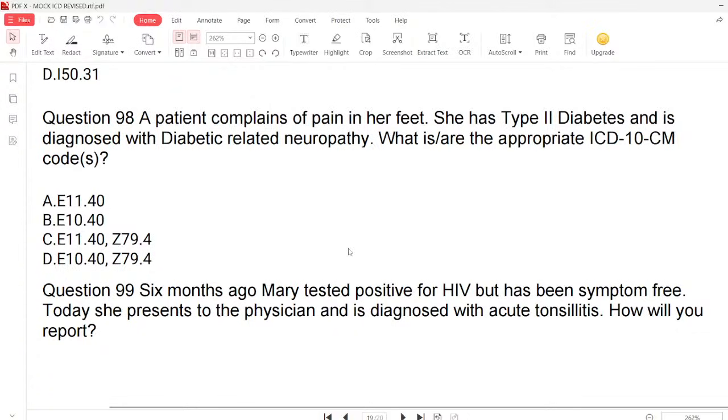98. A is the answer. Yeah, Deepa, correct answer.